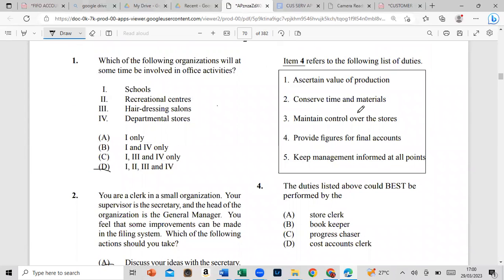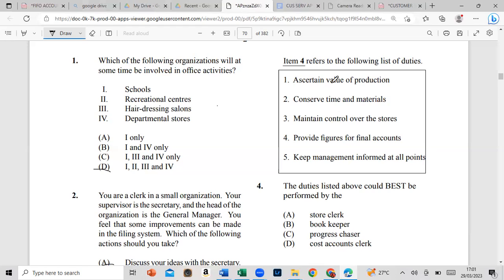Item 4 refers to the following list of duties. 1. Ascertain value of production. 2. Conserve time and materials. 3. Maintain control over the stores. 4. Provide figures for final accounts. 5. Keep management informed at all points. The duties listed above could best be performed by A. A store clerk. B. A bookkeeper. C. A progress tracer. D. Cost account clerk. What will be the answer for that, guys?